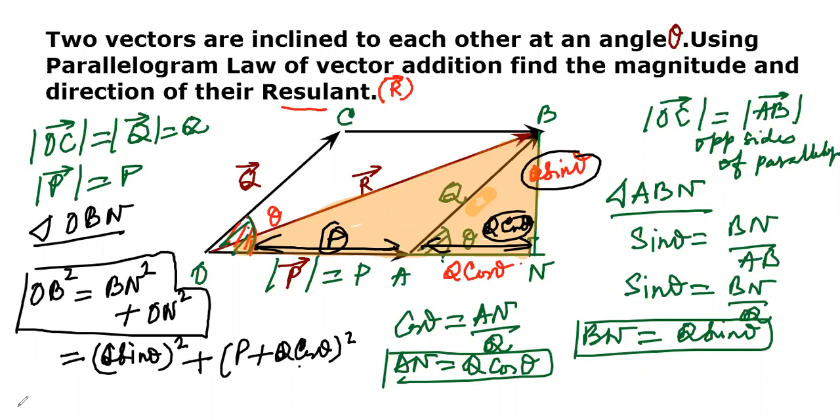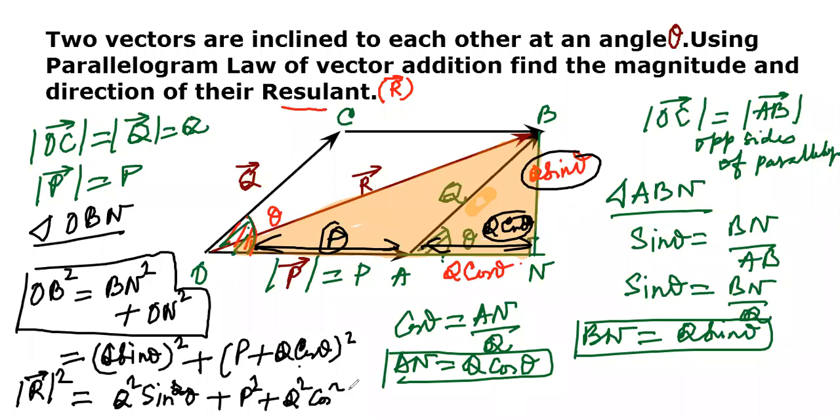OB is equal to the magnitude of the resultant square. So if I now do the simple calculation, that is q square sine square theta, and this is what you are getting over here, that is equal to a plus b whole square. So that will be equal to q square sine square theta plus p square plus q square cos square theta plus 2pq cos theta. So what will I get, children?